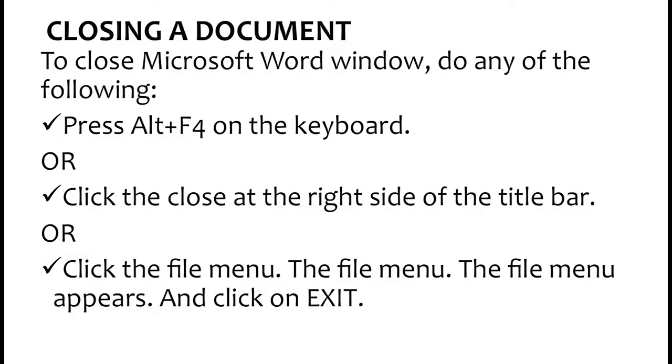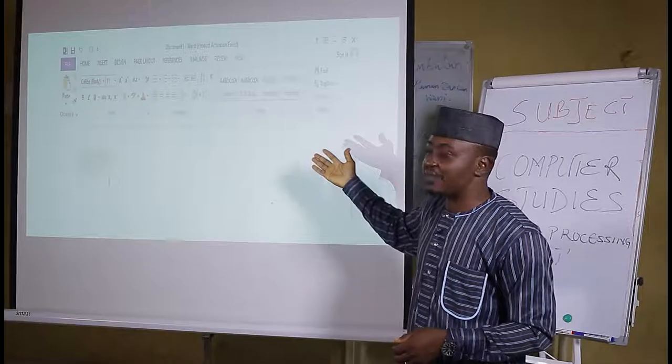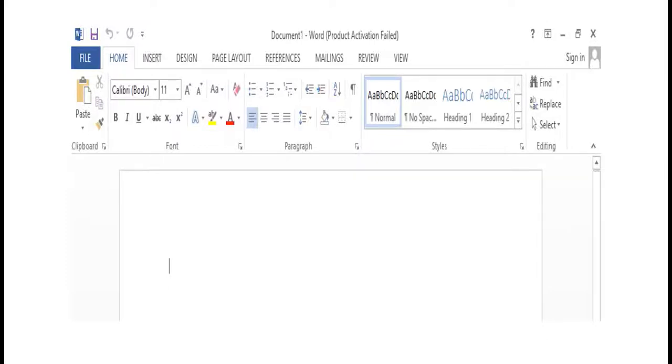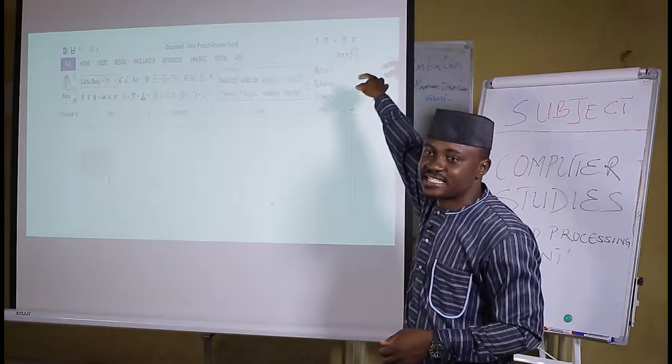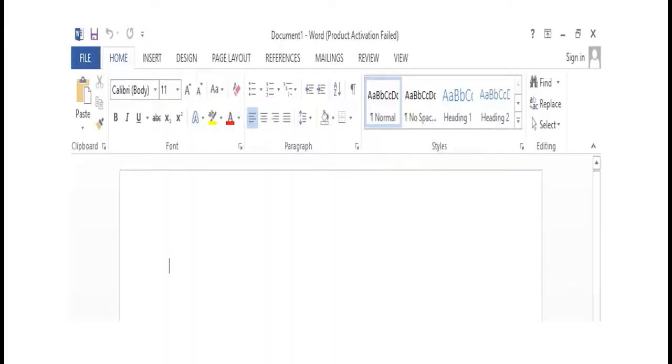Number one step, you can press Alt+F4, that is, click the Alt and the F4 buttons on your keyboard at the same time to close. Or you click on the close at the right side of the title bar, or you click the file menu, then the file menu would appear, then you click on it. This is how it looks practically. This is the common one. You have something that looks like an X. That is the exit button. Once you click on your exit button, your Word document is closed.